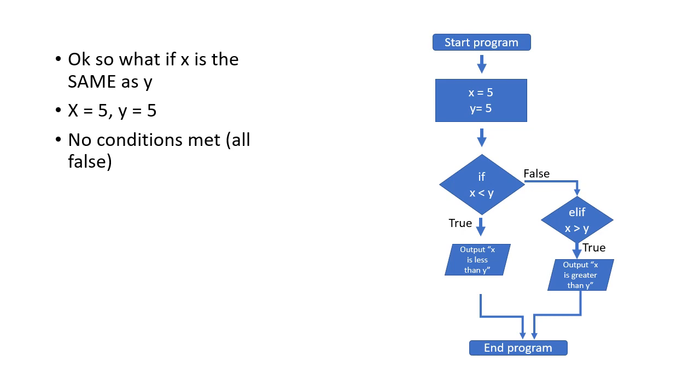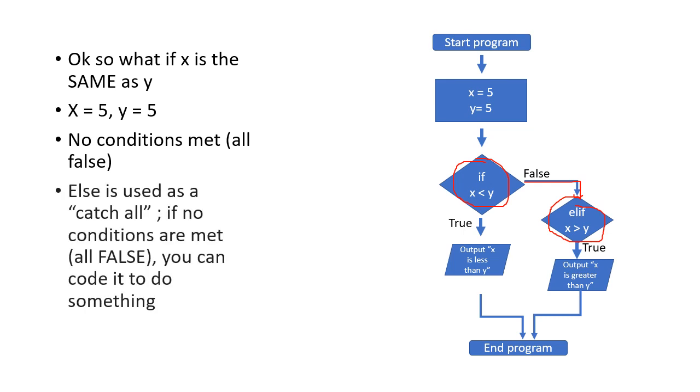As we go down here in our tree, x and y are the same. This here is false, so we go here. And this here is false because x is not greater than y. They're the same. So this is our catch-all. Our else is our catch-all. If no conditions are met or they're all false, you can code it to do something. So in our case, we're going to code it to say they are the same numbers or something like that. And let me show you what this looks like in code.